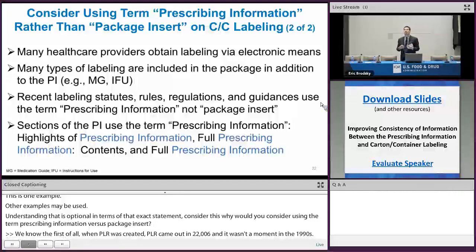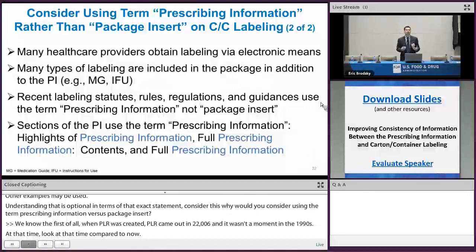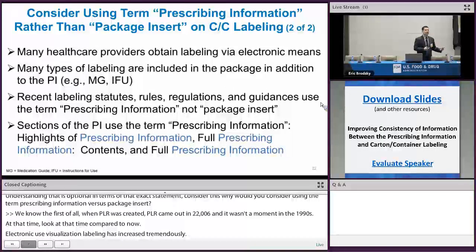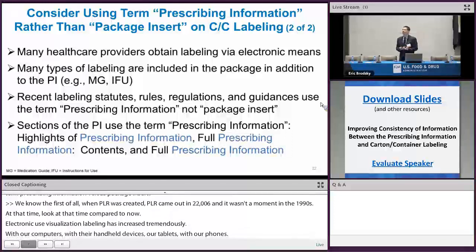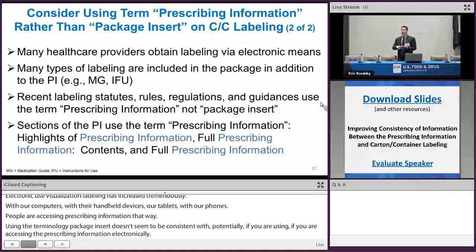Electronic use and visualization of labeling has increased tremendously, with our computers, our handheld devices, our tablets, our phones. People are accessing prescribing information that way. So using the terminology package insert doesn't seem to be consistent if you're accessing the prescribing information electronically. Additionally, sometimes, as discussed earlier, the drug may have an instructions for use.